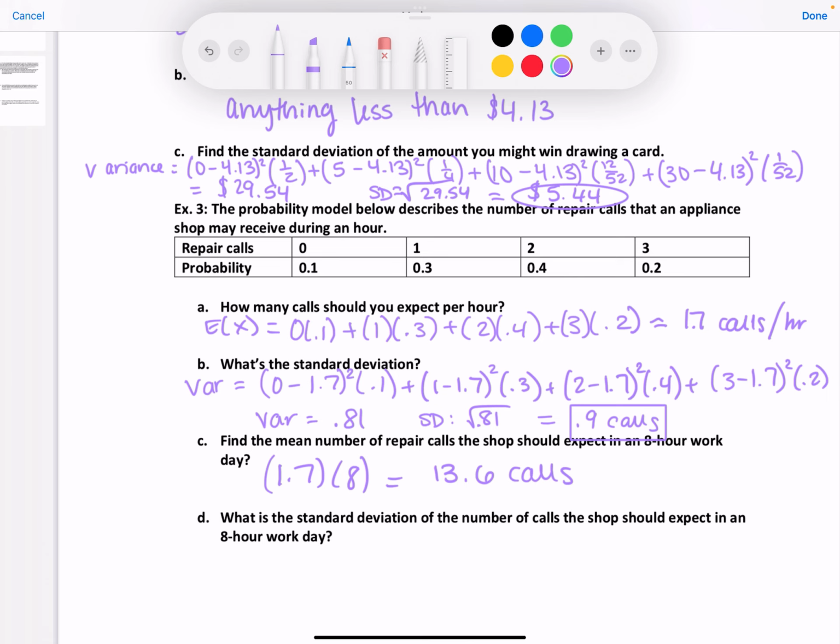This is for 1 hour. So if I want it for 8 hours, what would I need to do? Multiply by 8. Yeah, so I'm going to multiply the variance 0.81 by 8, which is 6.48. Then I need standard deviation, so I can take the square root of that, which comes out to 2.55 calls. So for the workday, I would expect 13.6 calls for the day with a standard deviation of 2.55 calls.